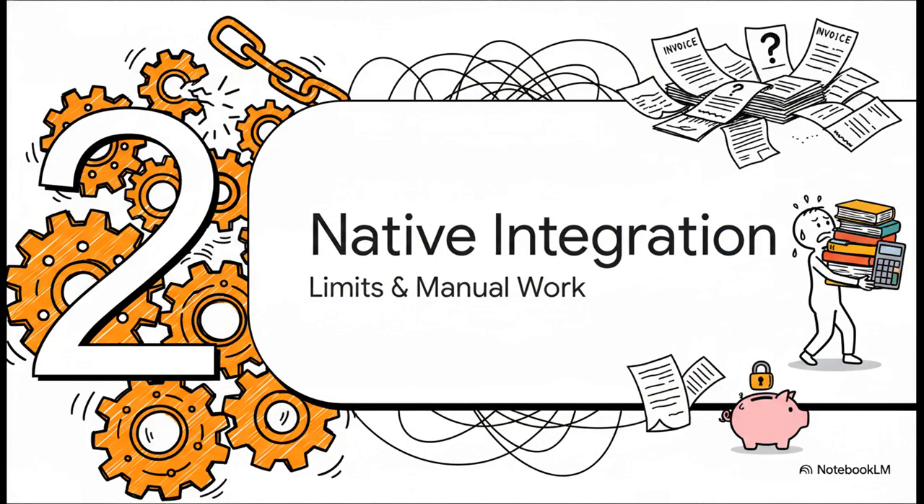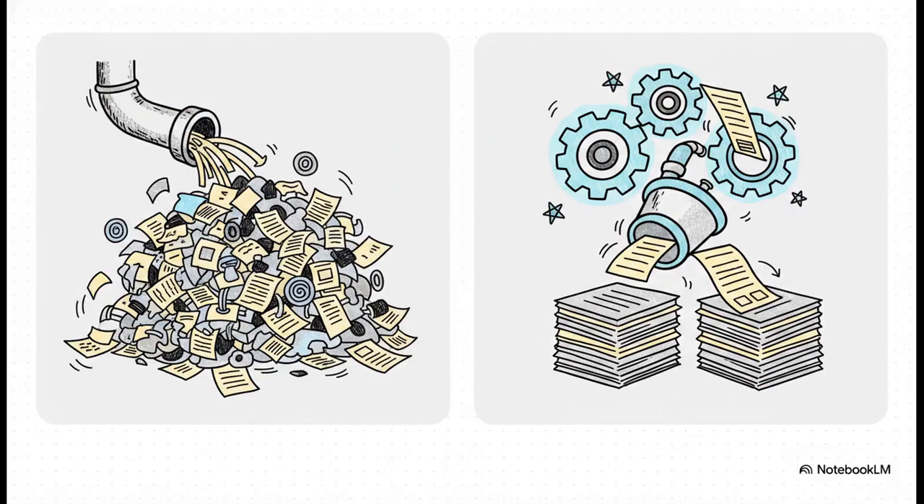Moving on to Section 2, limits of native integration. Let's talk about those limits and the manual work involved. Now, you might be wondering, doesn't QuickBooks already have a native PayPal connection? Well, yeah, it does, but here's the catch. That native integration basically dumps a chaotic mountain of raw data straight into your system and just wishes you good luck. On the flip side, a purpose-built tool like PayTraQer intelligently organizes all that data the second it arrives because it actually understands and handles PayPal's super complex structure.